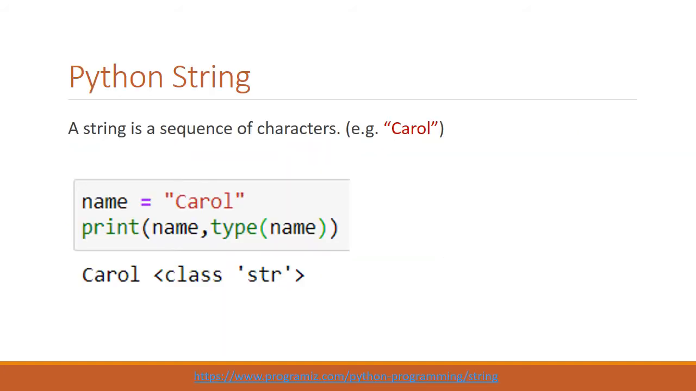Recall that a Python string is a sequence of characters. So in this example, we assign the variable name the string Carol. We can leverage the type function to print out the data type of the variable name, and you can see that that data type is of class string, str.